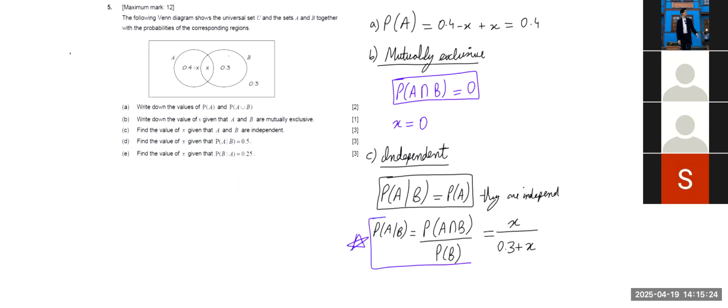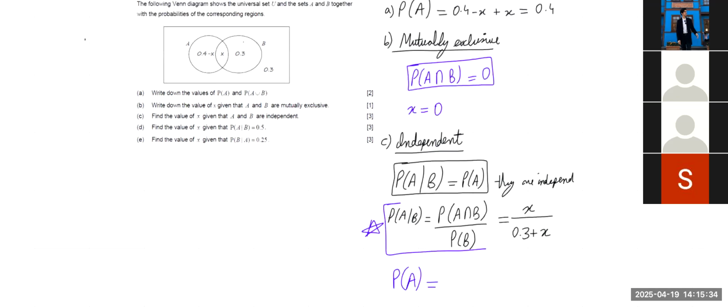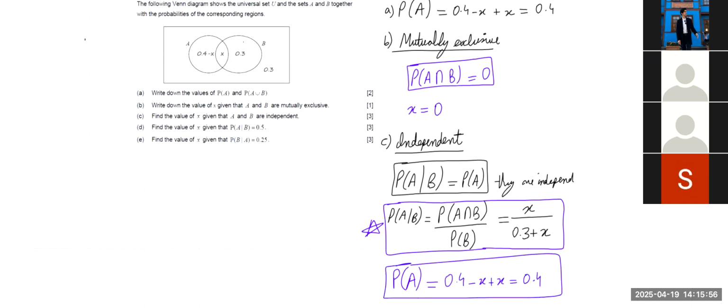Now, what's the probability of A happening anyway? So, what's the probability of A using the Venn diagram? Come on, guys. 0.4 minus x plus x. Exactly. 0.4 minus x plus x, which is just 0.4. So we found the conditional probability of A happening given that B has occurred. We have also found the probability of A happening.